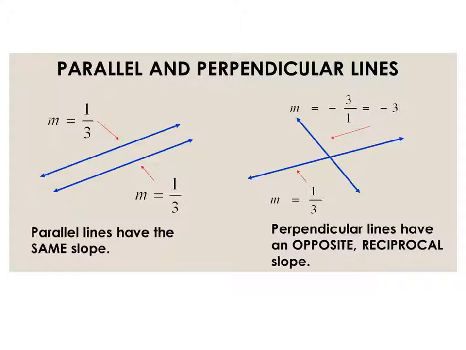And I'm not sure if I have this on the next slides, but I'm just going to give you this concept to test for perpendicular. It means if I take M1 times M2, I better get -1. And if that's the case, then you know that your lines are perpendicular.